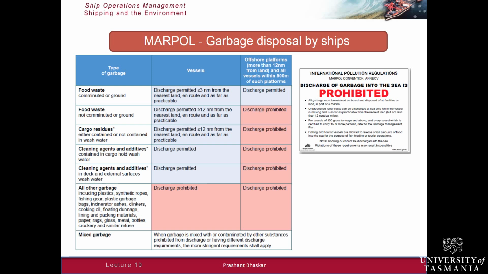Here, of course, we have to make an assumption that these cargo residues and cleaning agents are not harmful to the marine environment. In other words, they are not classified as marine pollutant. All other garbage, plastics, cooking oil, floating dunnage, paper rags, glass, metal bottles, etc., are now prohibited. Until just a few years ago, some of these could be discharged or disposed of at sea, no longer.